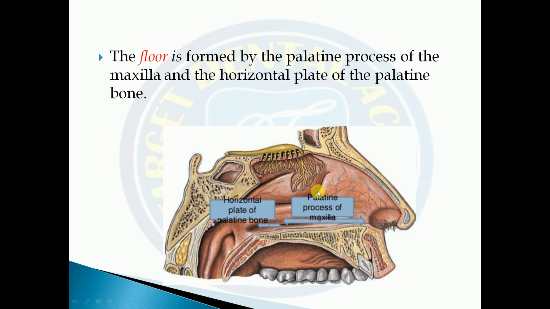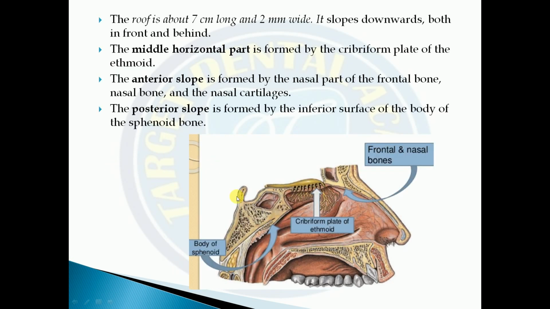It has a floor which is formed by the palatine process of the maxilla and the horizontal plate of the palatine bones. This is the floor of the nose and this is the roof of the nose. This is the cribriform plate.